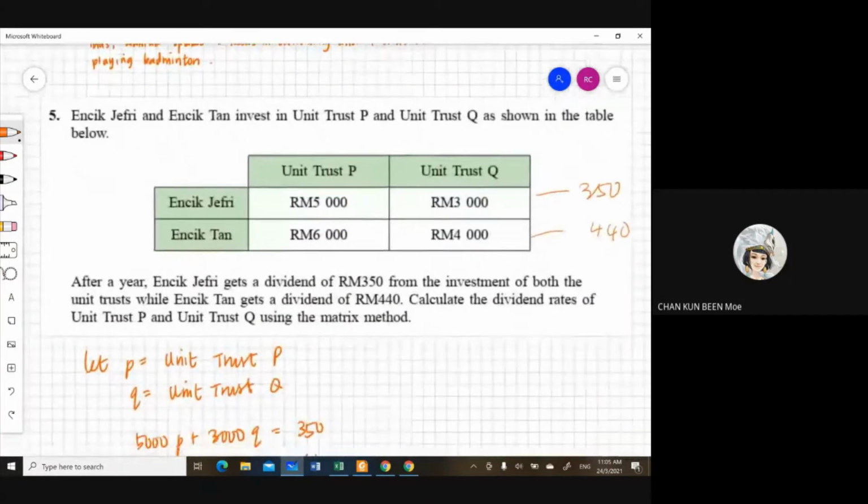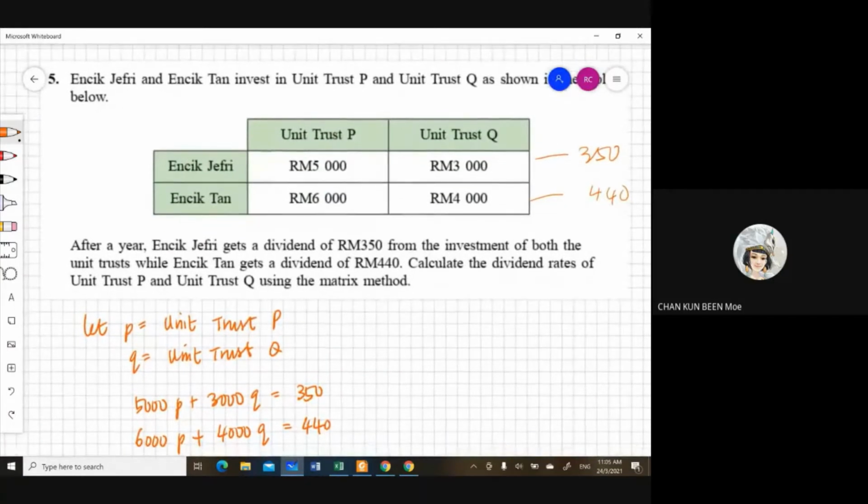Okay, last one here. Encik Jeffrey and Encik Dan invest in unit trust P, this one, and unit trust Q, this one, as shown in the table below. So after a year, Encik Jeffrey gets a dividend of 350. That's why I write it down here. He got 350 out of his investment on both of the unit trusts, while Encik Dan gets a dividend of 440. Okay, so calculate the dividend rates of unit trust P and unit trust Q using the matrix method.